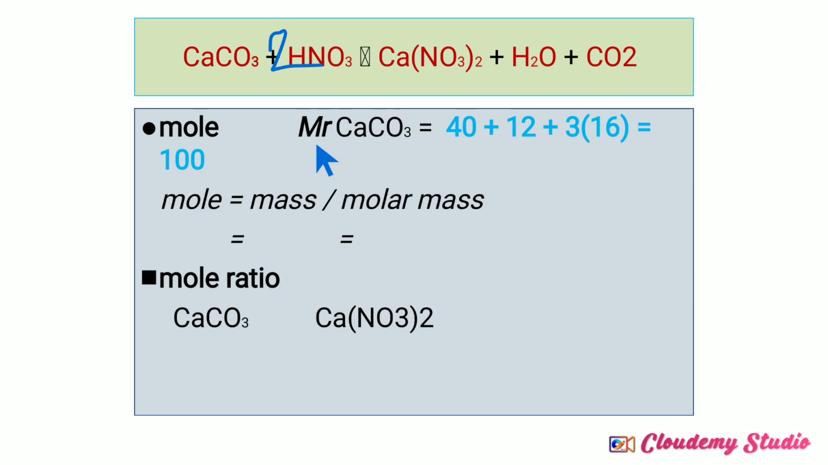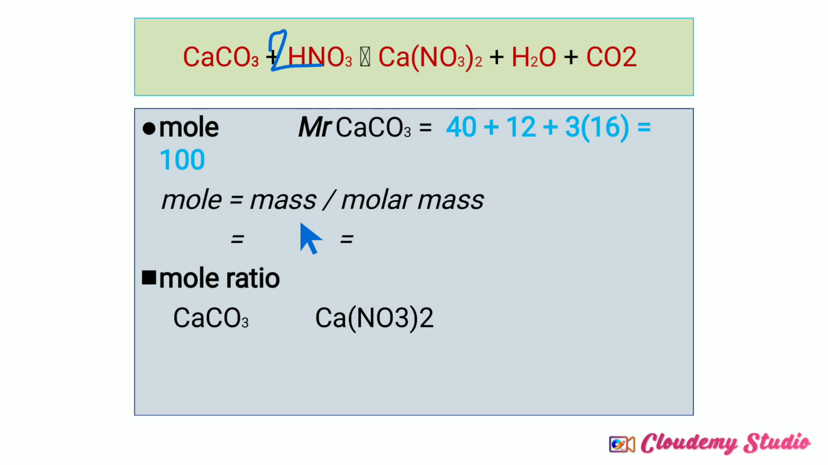So first we need to calculate the molar mass of calcium carbonate, that is the relative atomic masses of all the atoms added together. The relative atomic mass of calcium is 40. It is added with carbon, whose atomic mass is 12. Oxygen is 16, but 3 oxygen atoms are there, so 3 times 16. If you add all these masses together, the result is 100. That is, the molar mass of calcium carbonate is 100.